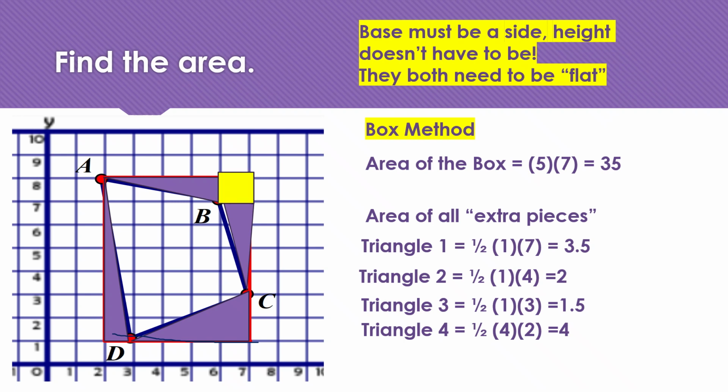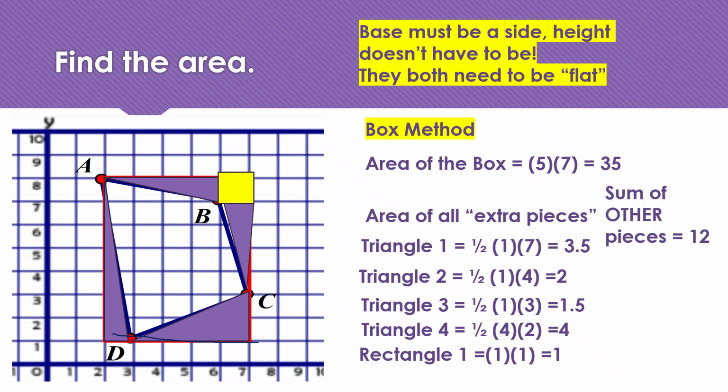With this specific one, this won't always happen, but I also have this square right there. I called it a rectangle. A square is a rectangle for the record. And that's base times height, 1 times 1. So don't forget, we have that extra piece as well. I add all of that up, so I get the sum of all of those. I get 12, and then I simply subtract them. And what's left is 23 square units, which is the area of the interior space there, which is what we were looking for to start with.